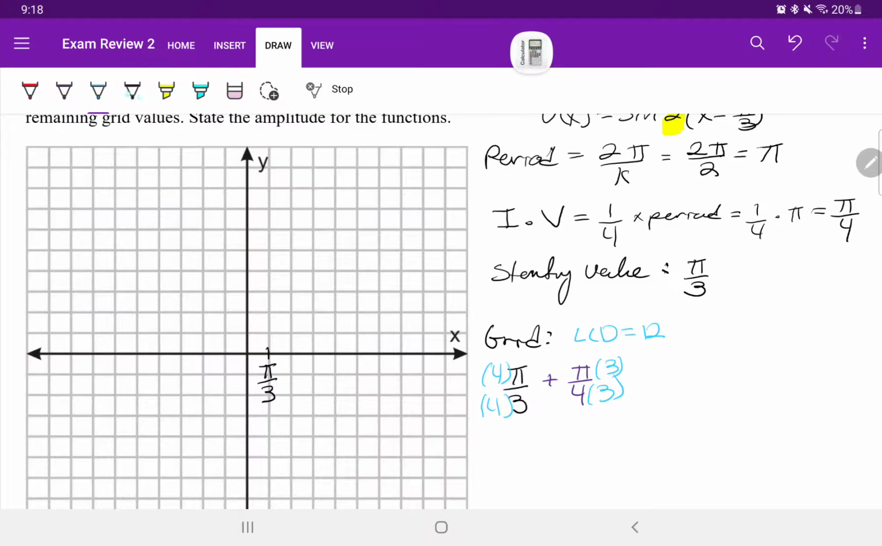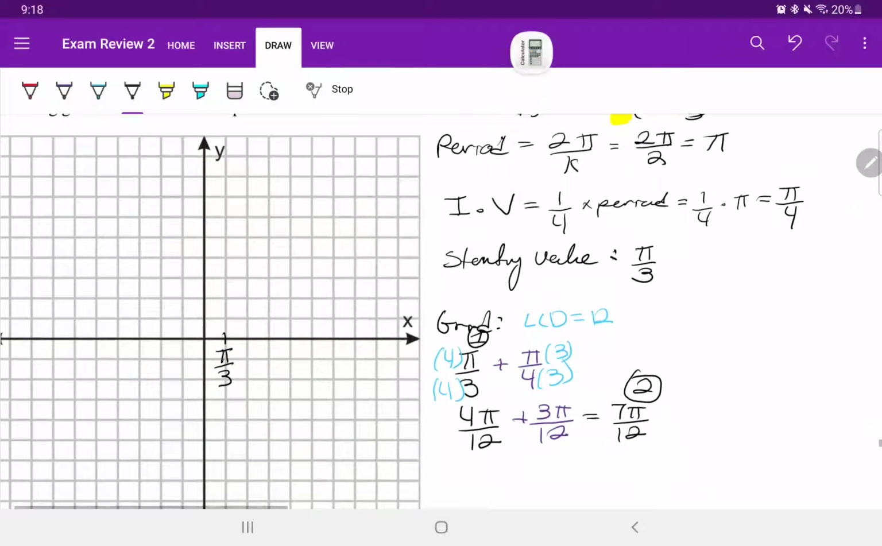So that's going to be 4 pi over 12 plus 3 pi over 12, and that's going to equal 7 pi over 12. And that is the second grid value. And let me label pi over 3 as the first one.